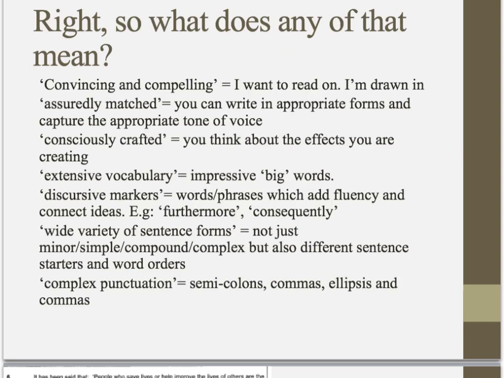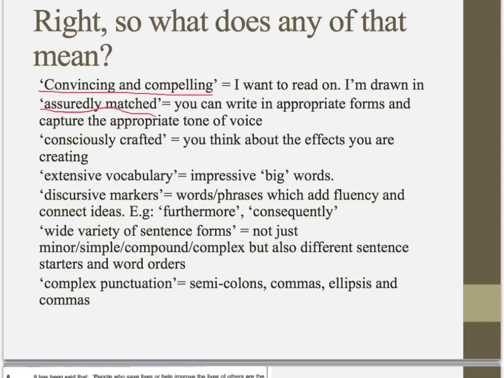So I think there's a few things I just wanted to draw your attention to. The top band, the exam boards say that A-star students are convincing and compelling. What does that mean? It means that I just want to read your work. I'm drawn into what it is you're writing. I'm interested, which is pretty much the purpose of all writing, isn't it? To be honest.